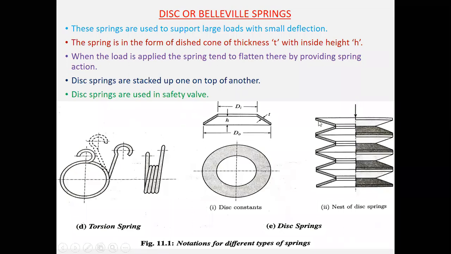As you apply the load, there will be a deflection. How will the deflection be there? The member will tend to flatten. As a result of that, it will give the spring action. And how does the construction go? The disc springs are stacked up one on the top of another. On this one more is placed, and on the top of this, that is how the construction of this disc spring is done. The figure which you are seeing is the disc spring.